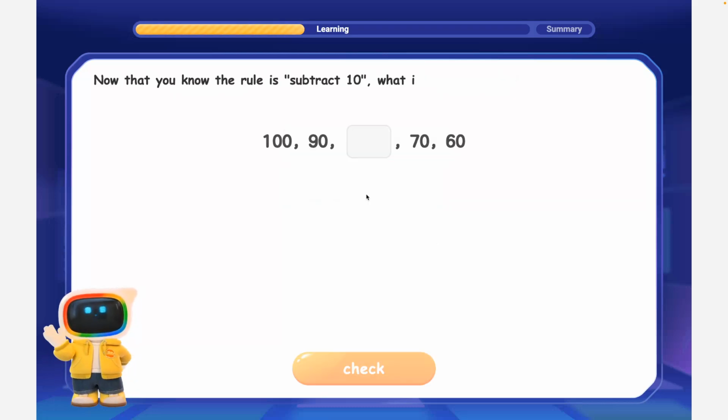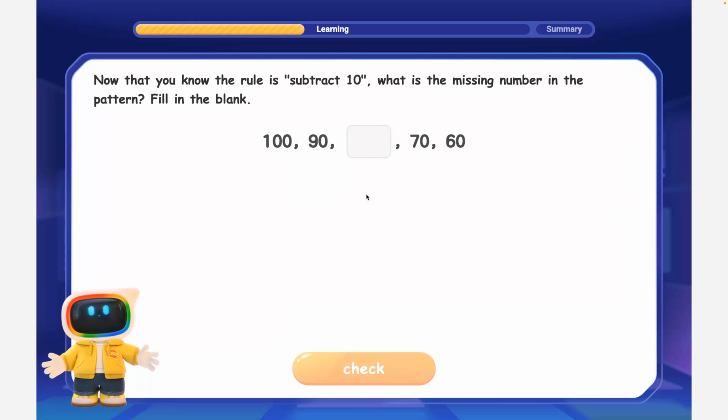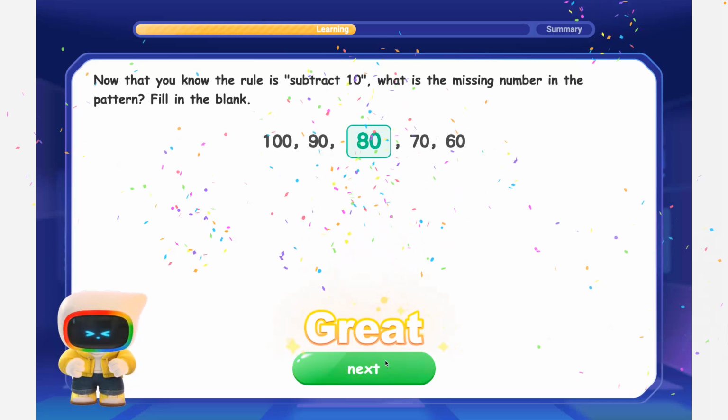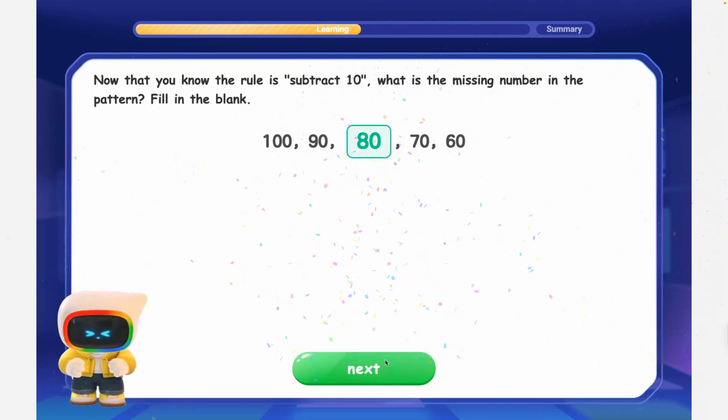Now that you know the rule is subtract 10, what is the missing number in the pattern? Fill in the blank. Amazing! Since the pattern rule is subtract 10, the missing number in the pattern is 90 minus 10 is equal to 80.